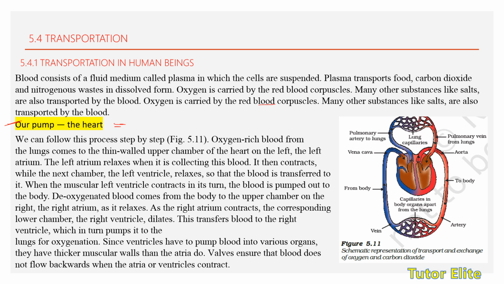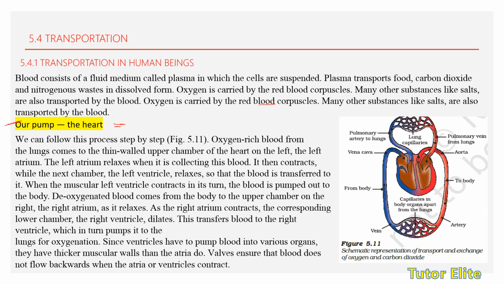Okay. The left atrium relaxes when it is collecting this blood. It then contracts while the next chamber, the left ventricle, relaxes so that the blood is transferred to it. When the muscular left ventricle contracts, in its turn, the blood is pumped out to the body. Deoxygenated blood comes from the body to the upper chamber, the right atrium, as it relaxes. As the right atrium contracts, the corresponding lower chamber, the right ventricle, dilates. This transfers blood to the right ventricle, which in turn pumps it to the lungs for oxygenation.